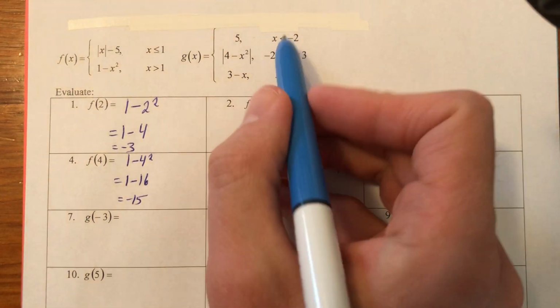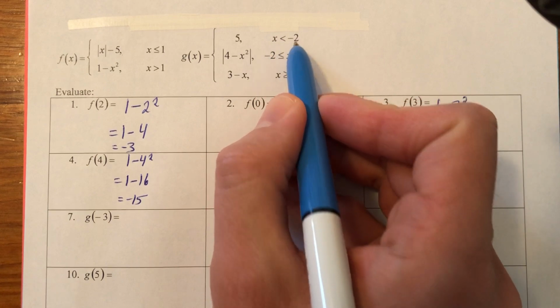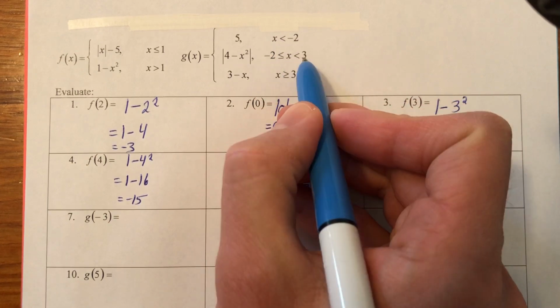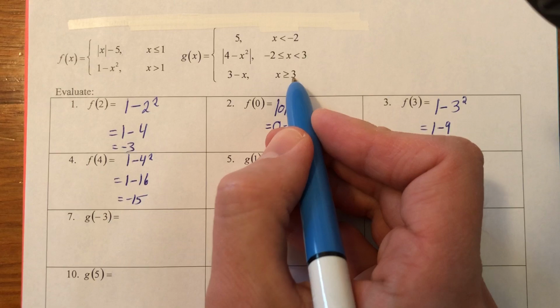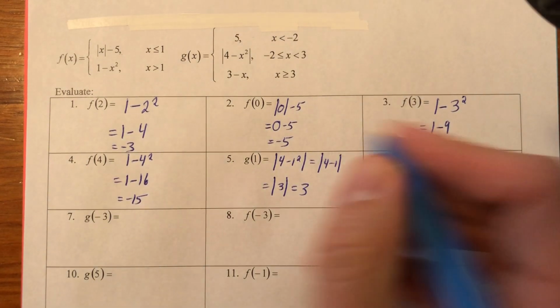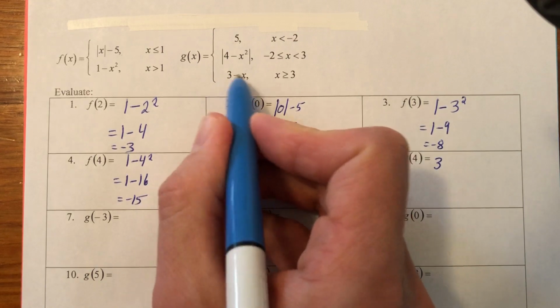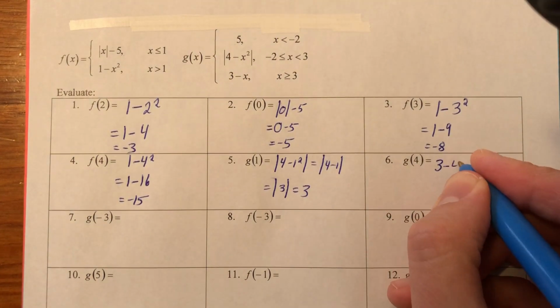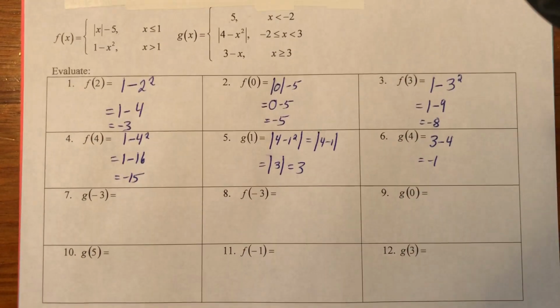G of 4. 4 is not less than negative 2. 4 is not between these two numbers. 4 is greater than or equal to 3. So 4 is greater than 3, so we use this piece of the piecewise function. 3 minus 4, negative 1.